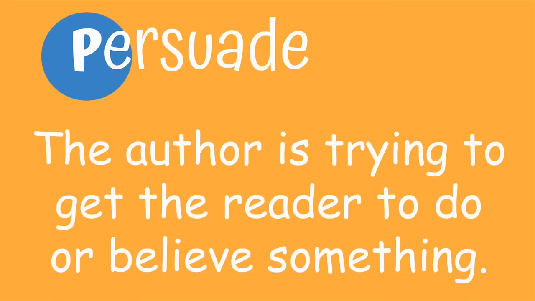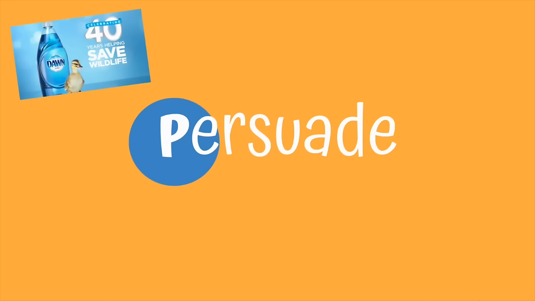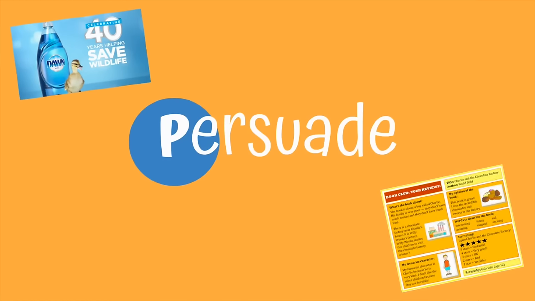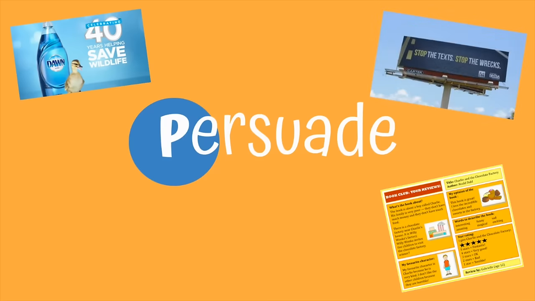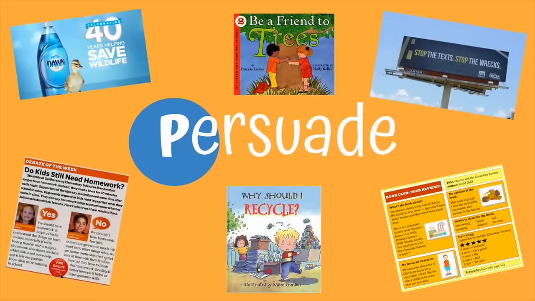Let's start with persuade. When the author's purpose is to persuade, it means that the author is trying to get the reader to do or believe something. Here are some examples. Commercials and advertisements try to get you to buy products. Reviews for restaurants, movies, and books persuade you to go to certain places or watch and read specific books and movies. Billboards, opinions, and books can also be examples of authors persuading you to do or believe something.